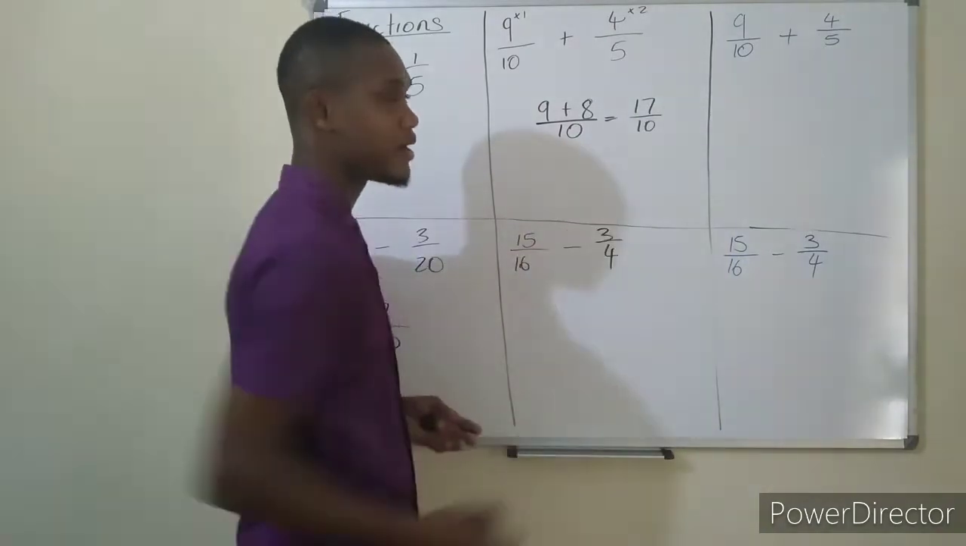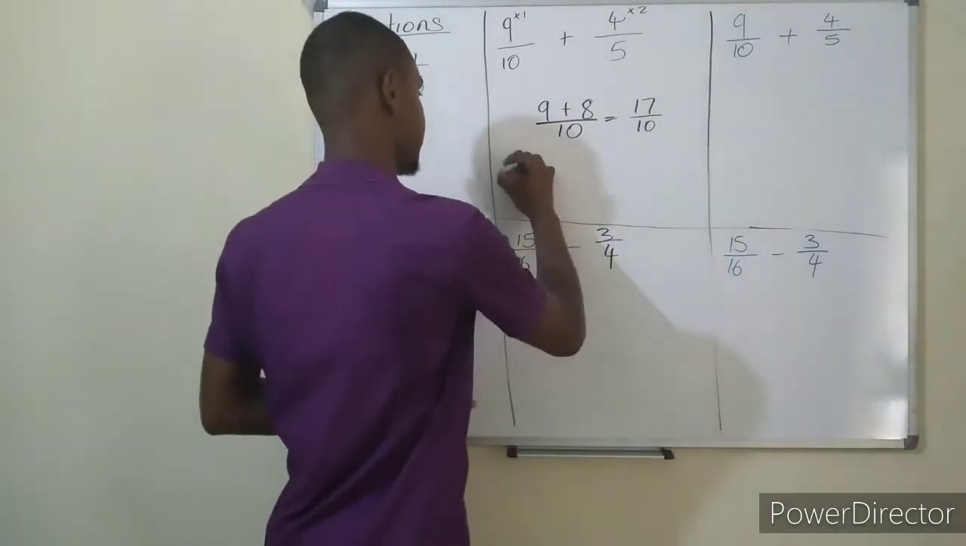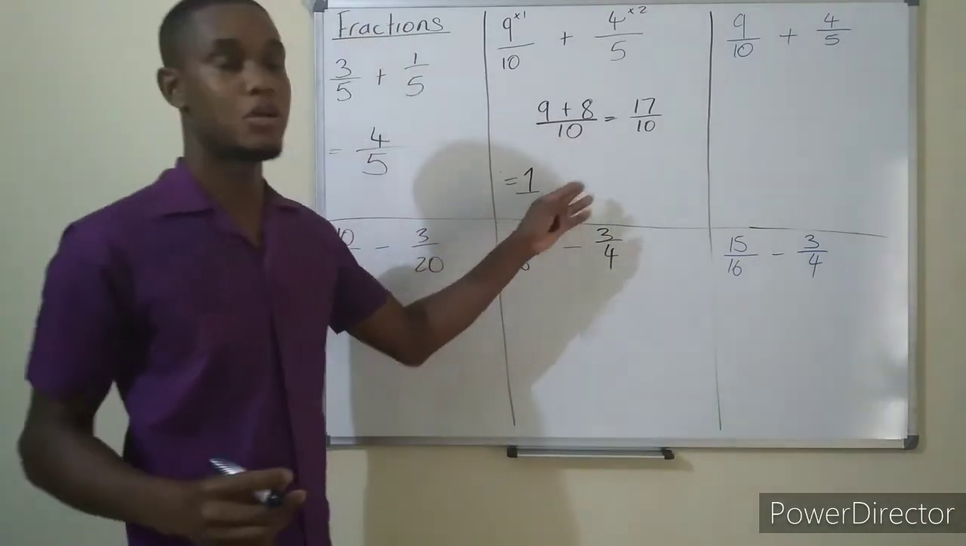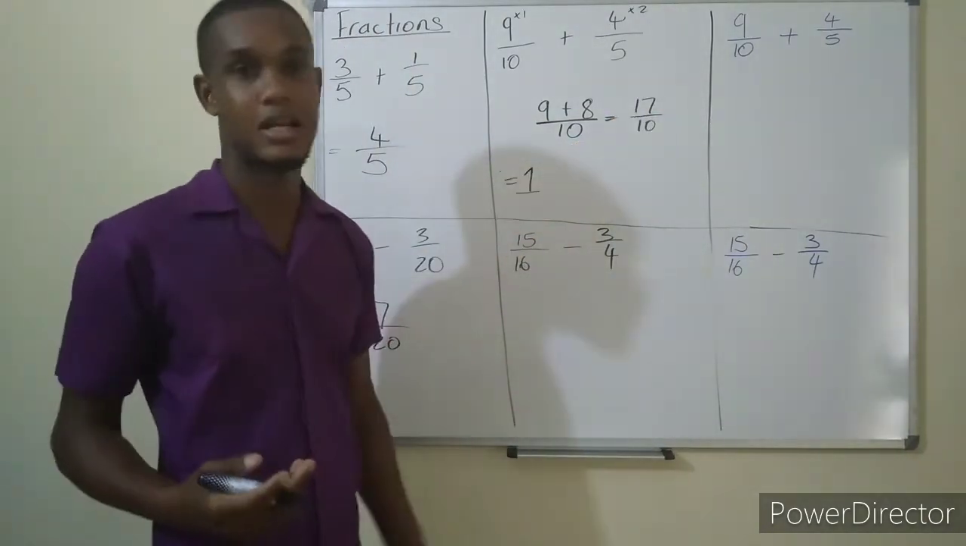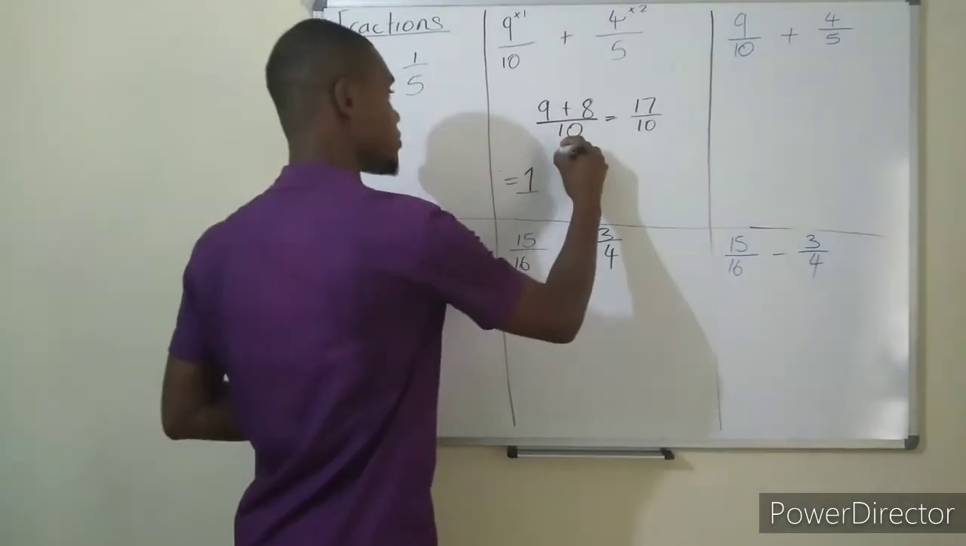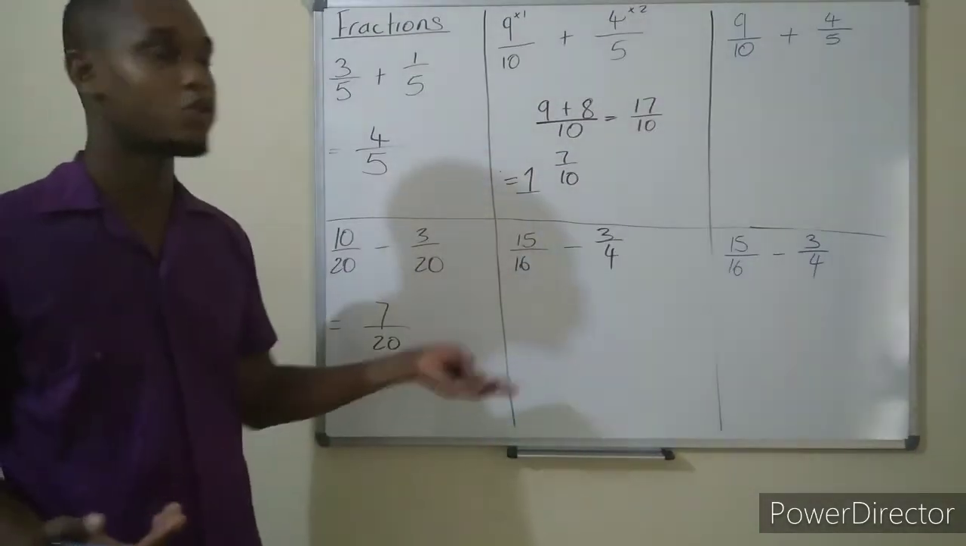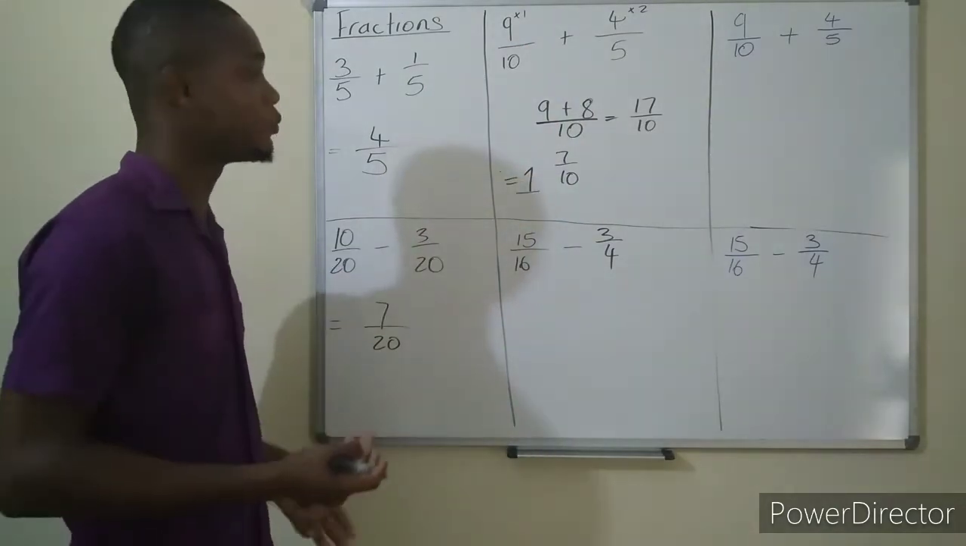So 17 divided by 10, that's 1. So you'll put your big 1. And then if you subtract 10 from 17, that leaves you with 7. So you'll just put a 7 over the 10. And that would be the mixed number.